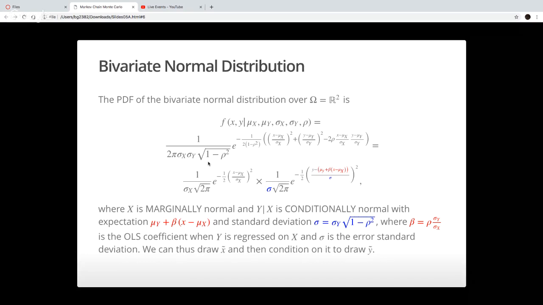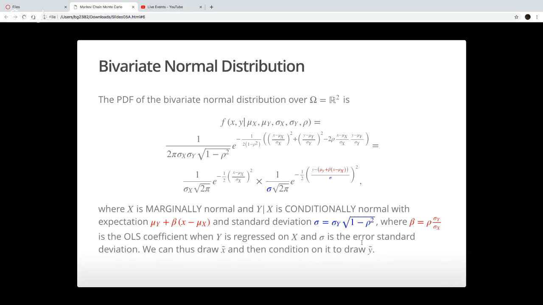And so what are the parameters of the conditional distribution then? So the conditional expectation of Y given X is written in red here. The marginal expectation plus beta times the difference between X and its expectation, where beta is equal to rho times the ratio of the standard deviation of Y to the standard deviation of X. That gives us the conditional expectation of Y given X, which is in general going to be different from the marginal expectation mu Y, unless rho is 0, which is to say they're uncorrelated.